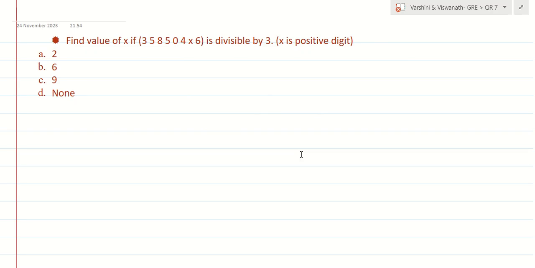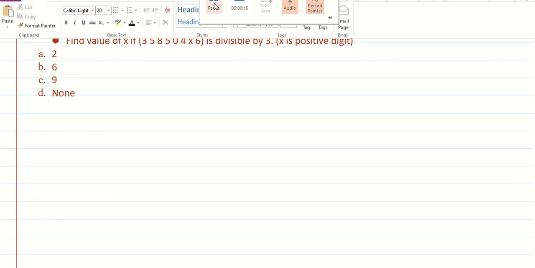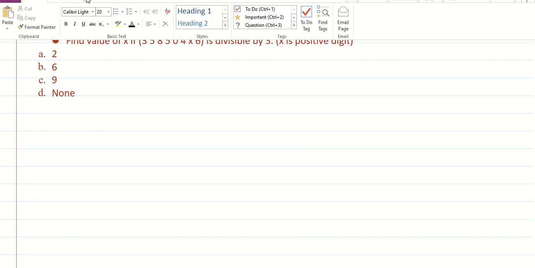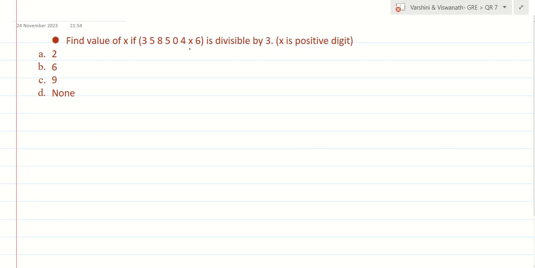358,504x6 is divisible by 3, and here x is the digit, right? X is the digit. So the rule of 3. What is the rule of 3? 3, 5, 8, 504x6. How much do you get for this one all together?